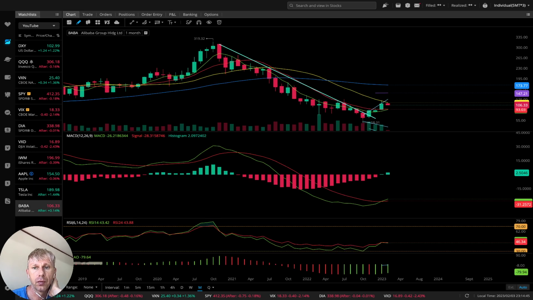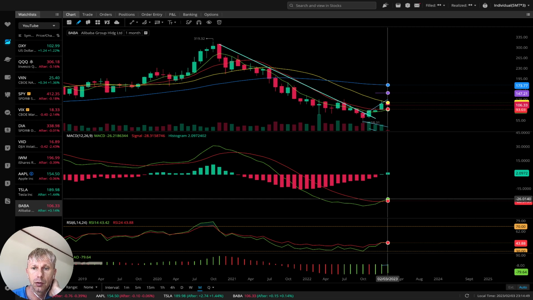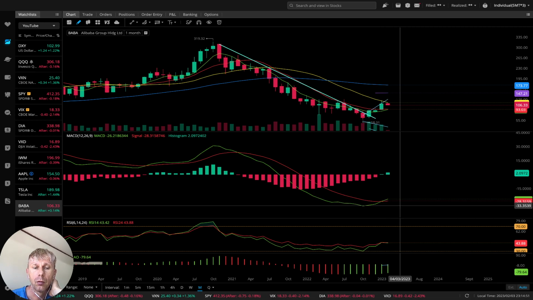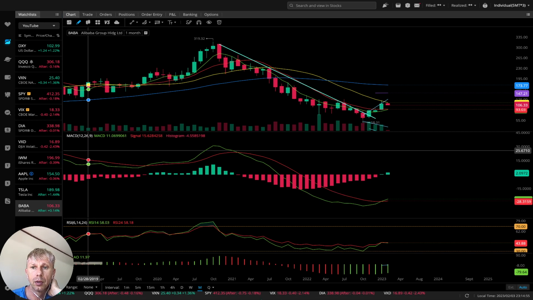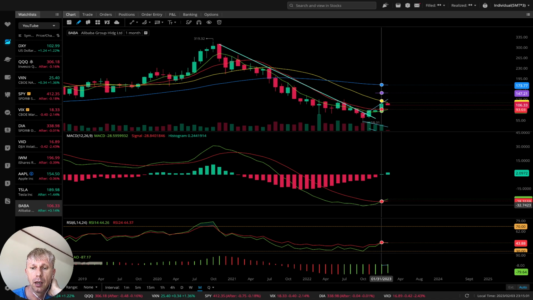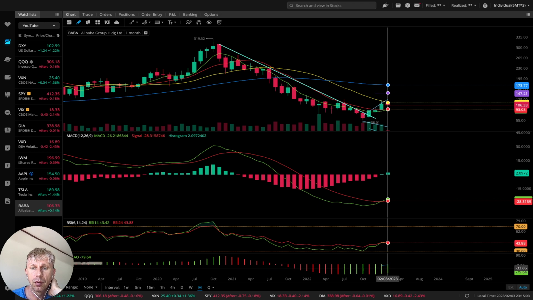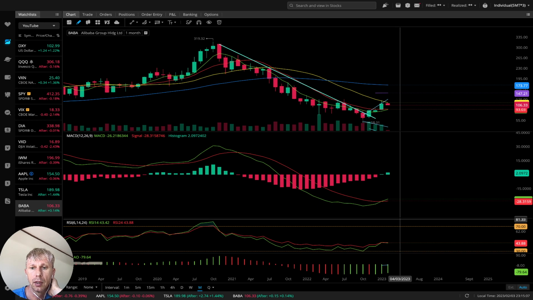BABA monthly. BABA monthly bullish crossover. It's the only stock on my watch list that's bullish on the monthly time frame. MA5 didn't confirm a bullish crossover, but MACD already did. Awesome Oscillator bullish crossover, bullish. RSI is kind of ready for bullish.